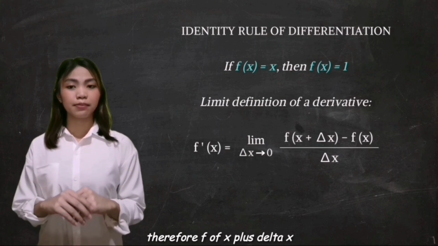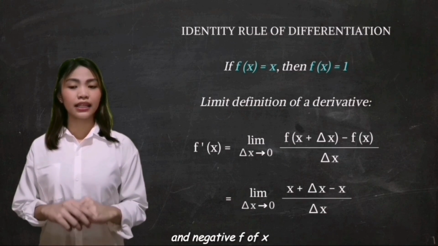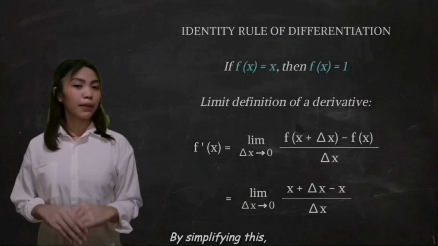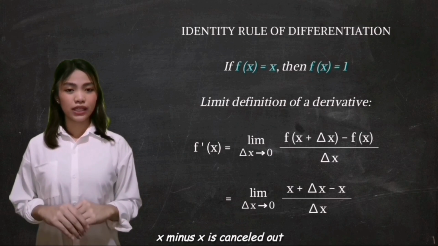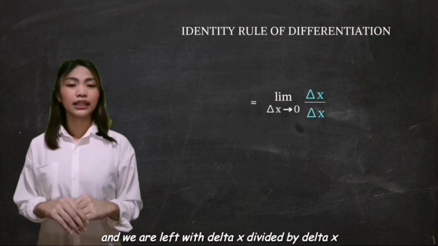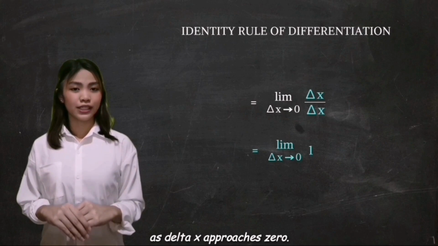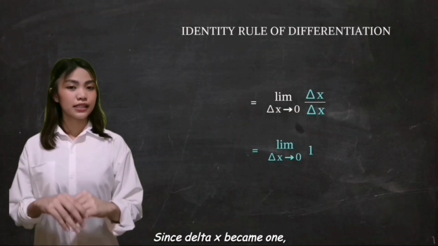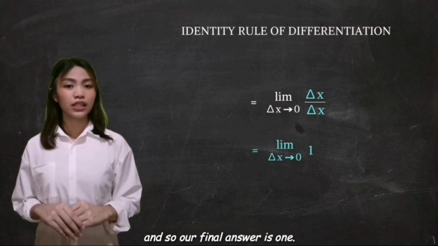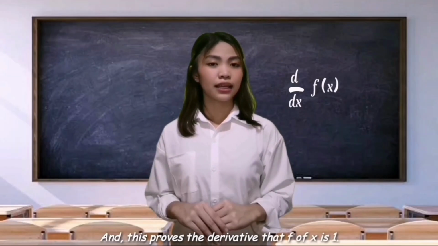Therefore, f of x plus delta x will become x plus delta x, and negative f of x will become negative x. By simplifying this, x minus x is cancelled out, and we are left with delta x divided by delta x, which is equal to the limit of 1 as delta x approaches 0. Since delta x divided by delta x became 1, we can now remove the limit, and so our final answer is 1. And this proves that the derivative of f of x is 1.